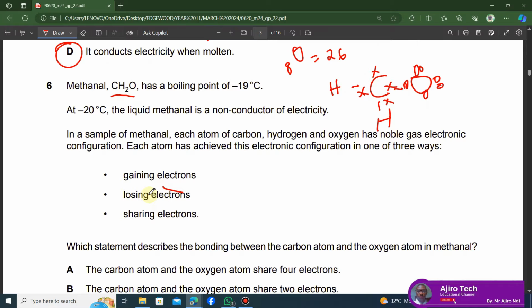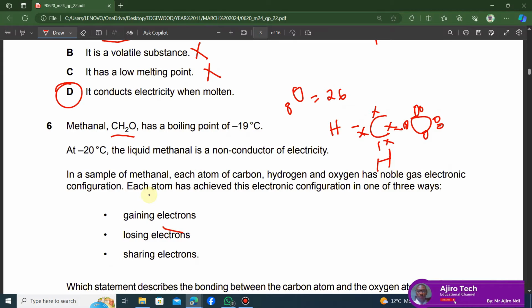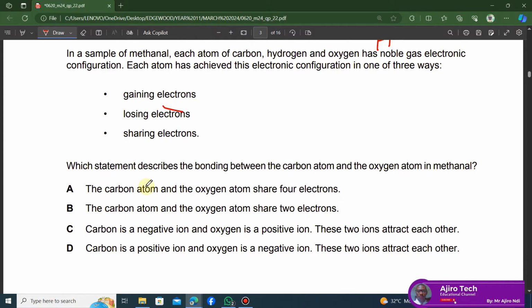All right, so let's look at the options now. The first one says the carbon atom and the oxygen atom share 4 electrons. Yes, you have to share 4 electrons because carbon brings in 2, oxygen brings in 2. They share the 4 electrons, and that's how they have a double bond in between. So option A is good to go. Let's look at other options. The carbon atom and the oxygen atom share 2 electrons. No, they are not sharing 2 electrons. They share 4 electrons. Carbon is a negative ion and oxygen is a positive ion. That's, of course, no, because we do not have an ionic bond going on there. So we can't take those options. So option A is the correct one as far as this question is concerned.